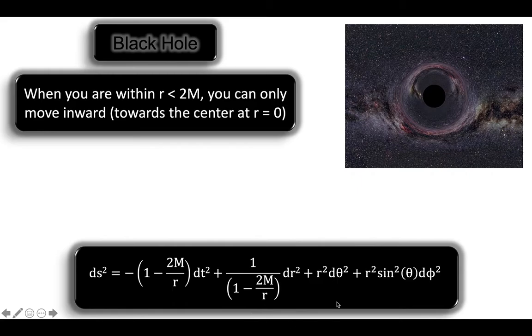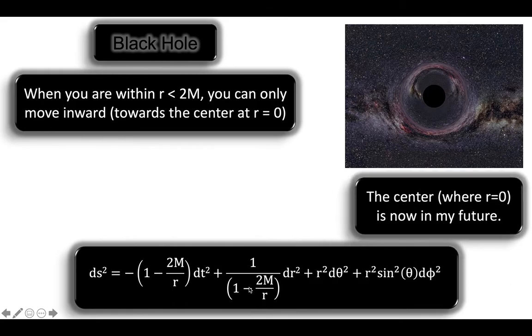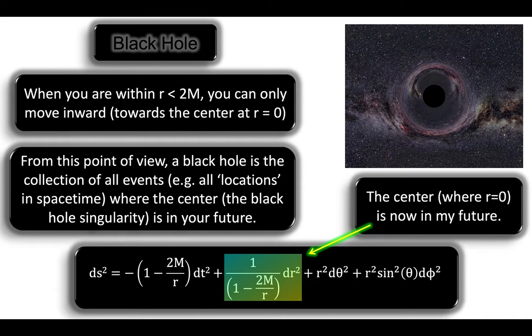So if you're within this distance, you're inside a black hole, and it is only possible to move inward. It is only possible to move towards the center. Avoiding the center is like saying, I want to avoid 5 minutes from now. There's no way I could do that. The center is necessarily going to be in my future. So from this point of view, I could kind of think of a black hole as the collection of all events, the collection of all locations in space and time where the center of the black hole is in my future.